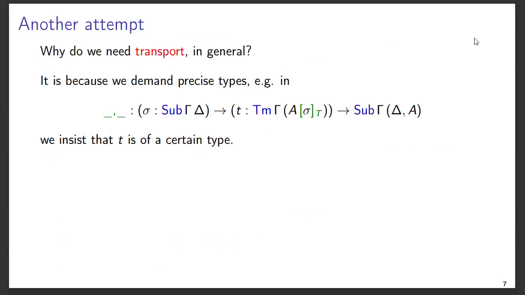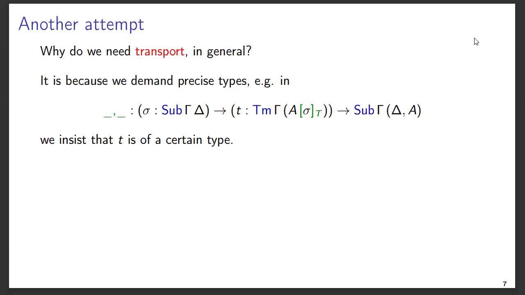So why do we need this transport? Well, in general, we need it because we are really trying to be precise in the types of our subterms, right? So for example, we have this extension of a substitution. If I have a substitution from gamma to delta, and I want to make a substitution into a context where I have one more variable, then I first have a substitution to the first part of the context, and then I have to give a term for this last variable. That's how I make a substitution into a non-empty context, right? You have to give a term for each thing I want to substitute into.